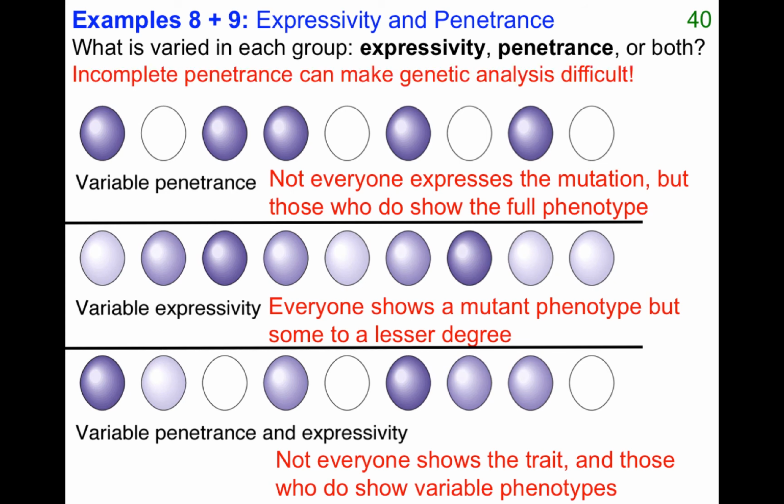The thing about incomplete penetrance especially is that it can make genetic analysis difficult, because you don't see a consistent pattern. Where you would expect to see a mutant phenotype, it's invisible. It looks wild type instead. Variable expressivity is not as big of a problem because, say for polydactyly, as long as there's one extra digit or more, you can still know that there's a mutant allele there.